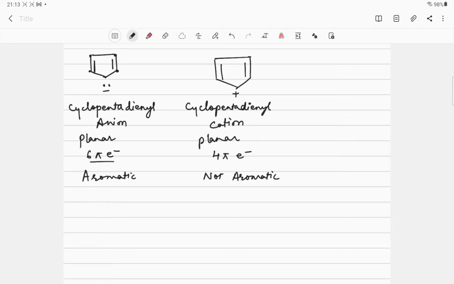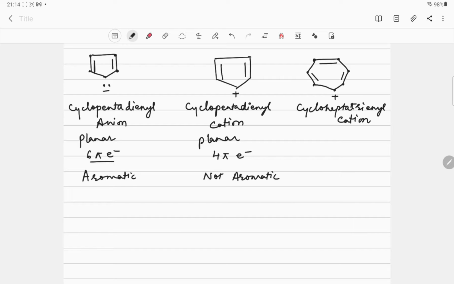One more example we may take. Say, for example, we have this species. So, here, how many carbons? 1, double bond here, another double bond here, another double bond here. It is 7 carbon. It is cycloheptatriene, and here is the positive charge present. Cycloheptatrienyl cation. Now, is it aromatic?